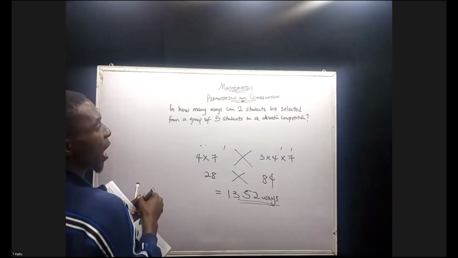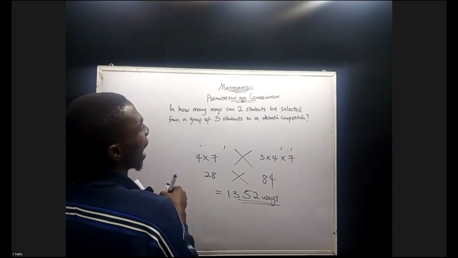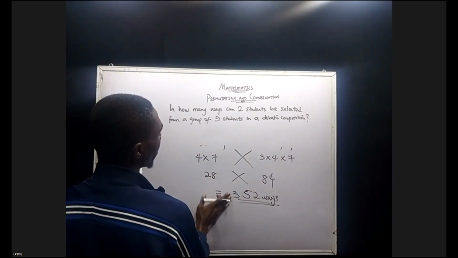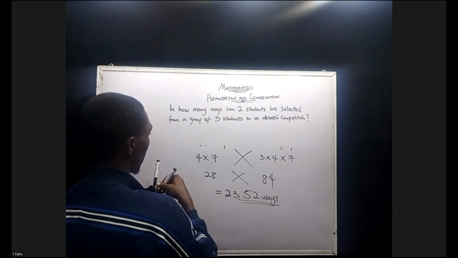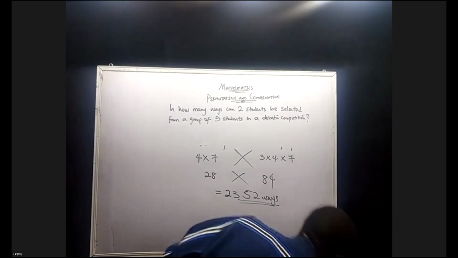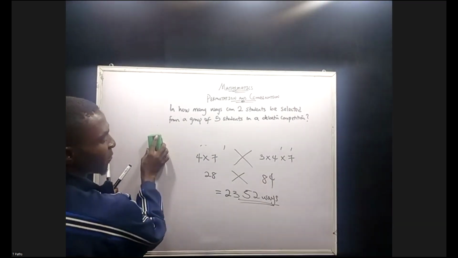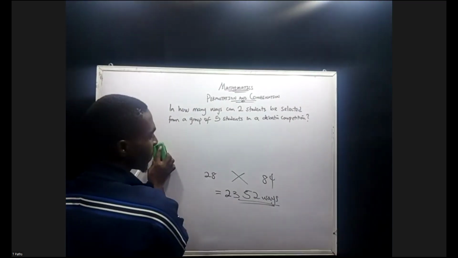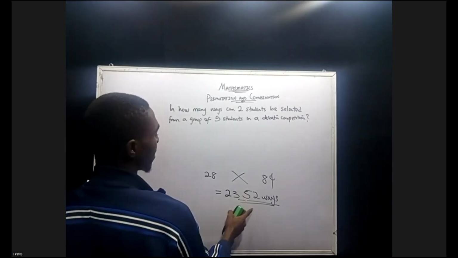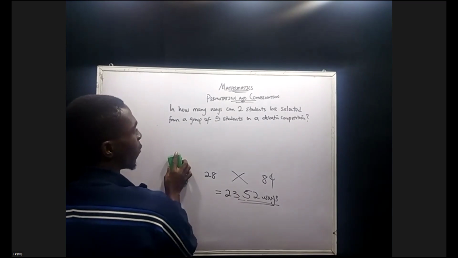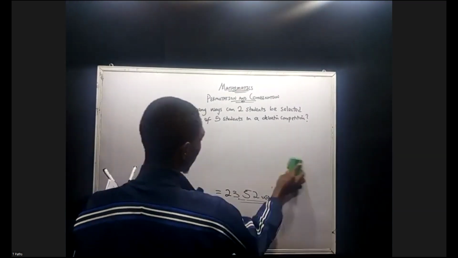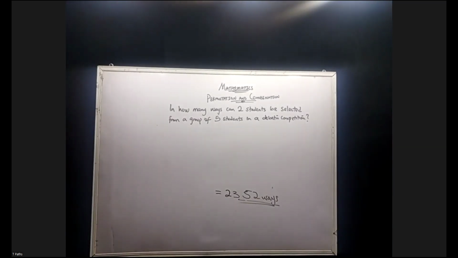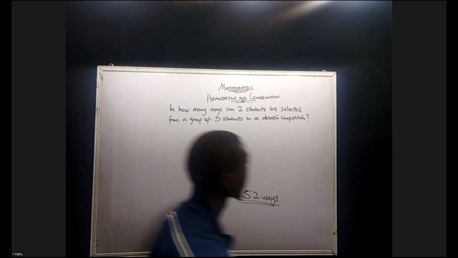Okay, for the sake of correction, the original calculation is 2352. Please correct that before you write out this next question. The answer to the previous question is 2352 ways. That's the number of ways you can select those men and women. Okay, I have one question on the board.